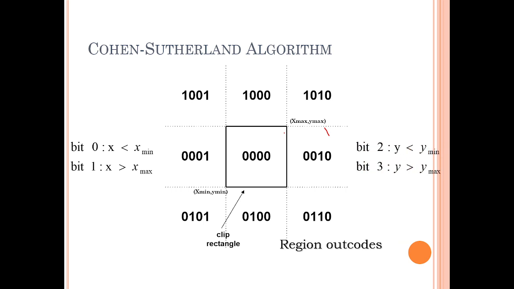See, bit 0 is x less than x minimum, bit 1 is x greater than x maximum, bit 2 is y less than y minimum, bit 3 is y greater than y maximum. Based on these conditions, we can find which is inside and which is outside of the lines.